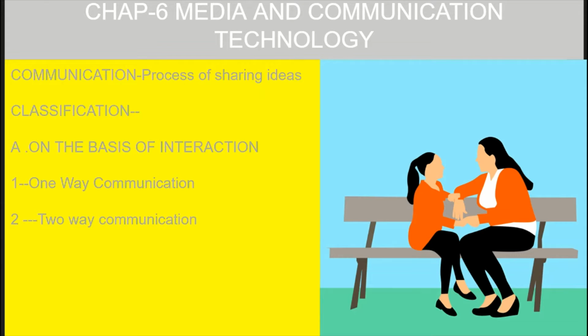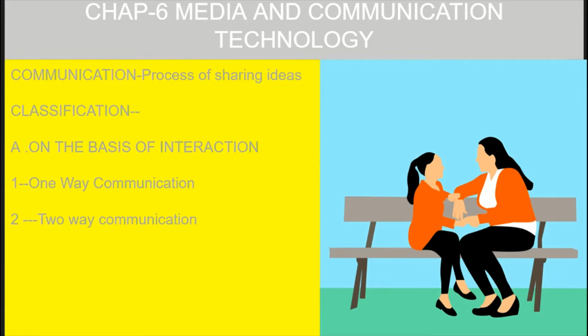How do we classify the communication? First, on the basis of interaction. There is one-way communication in which the receiver gets information, but he cannot reciprocate it to the sender. Example, speeches, lectures, radios.